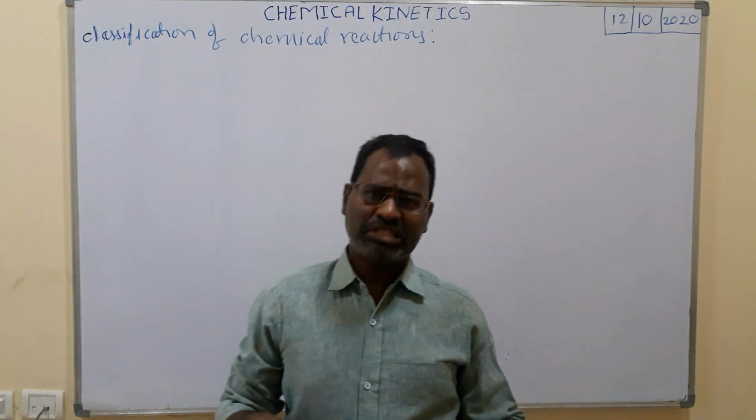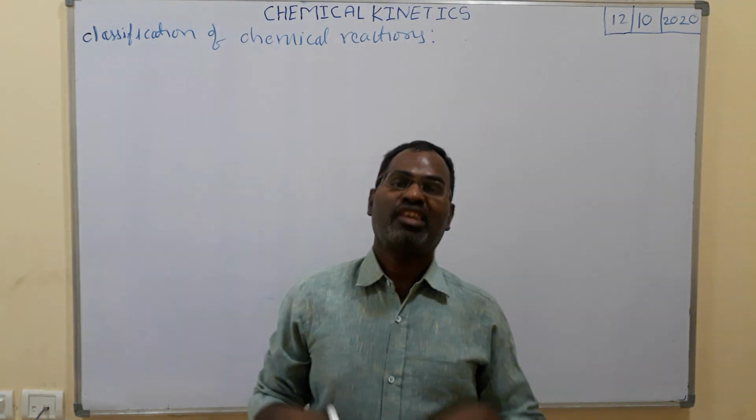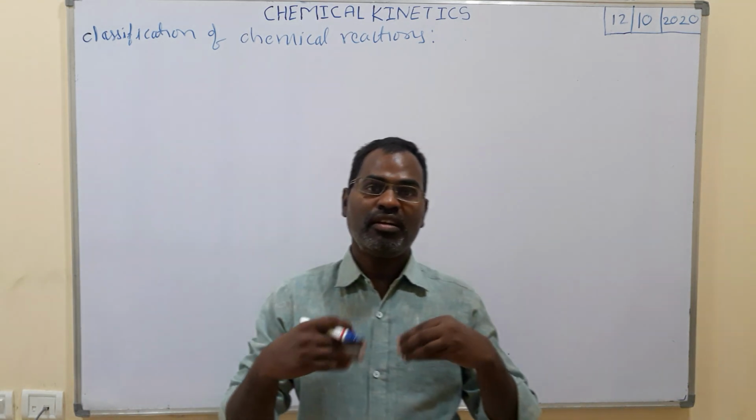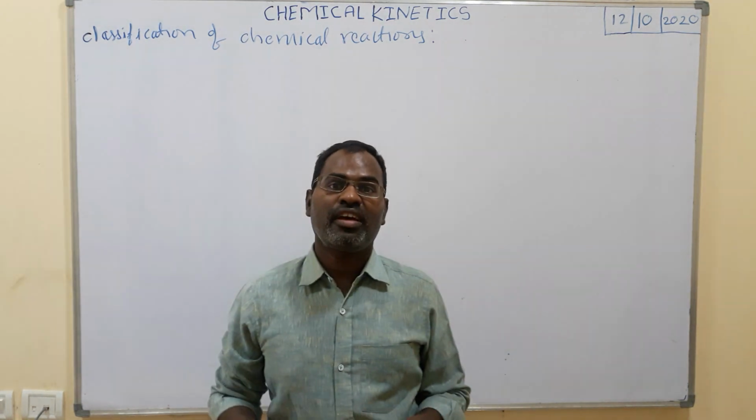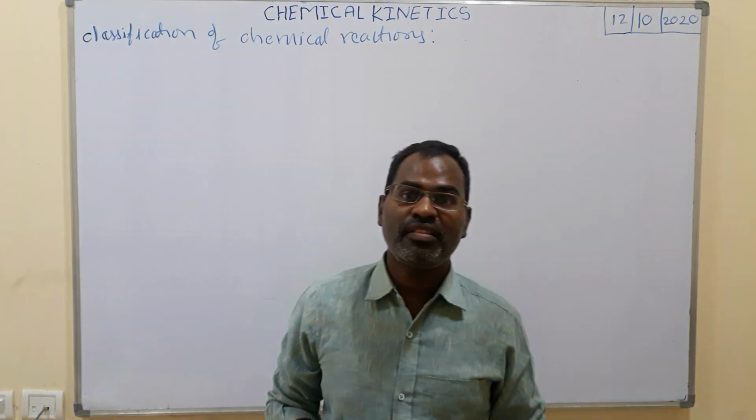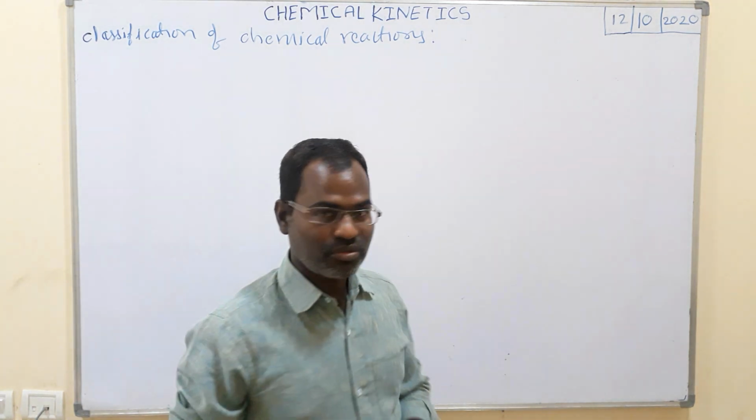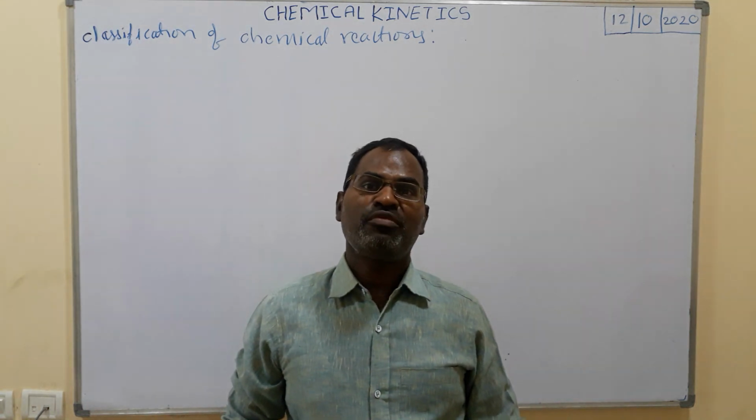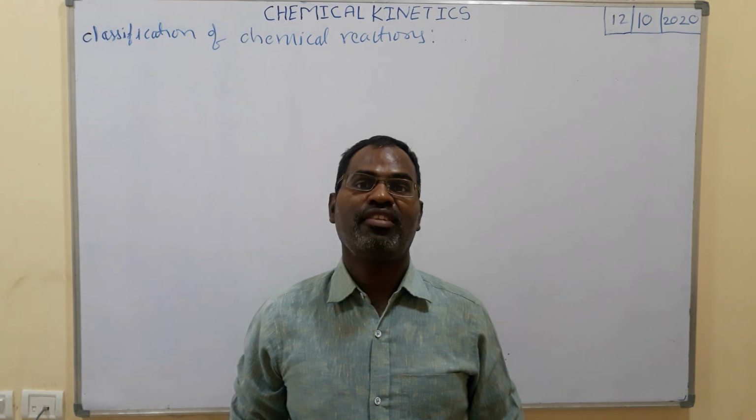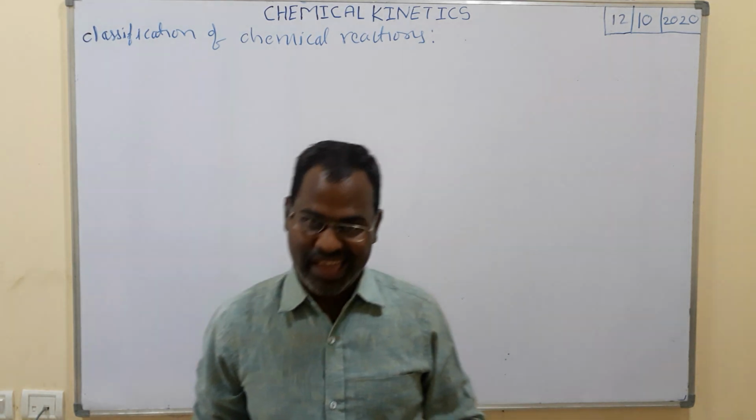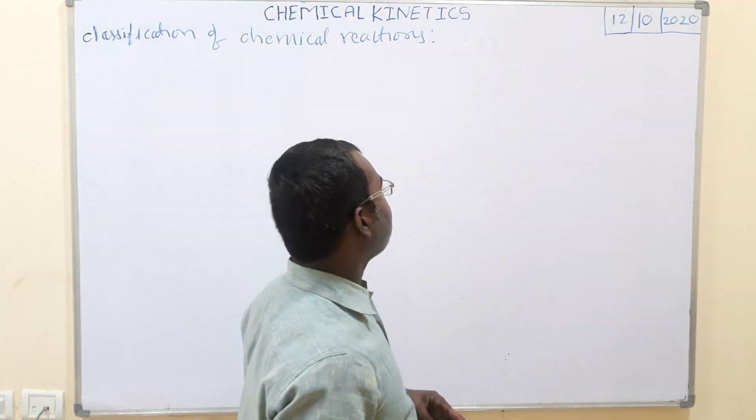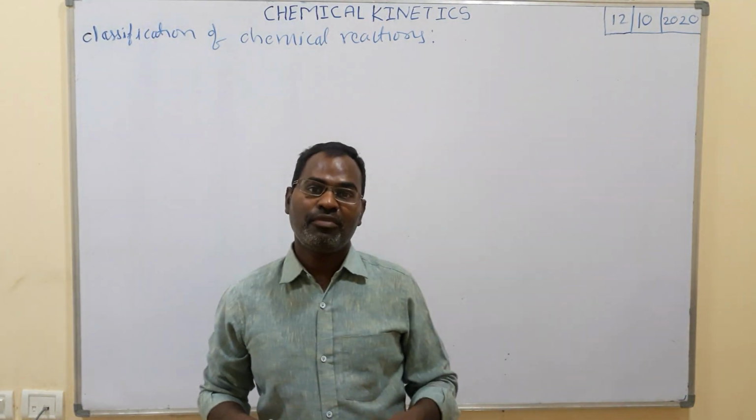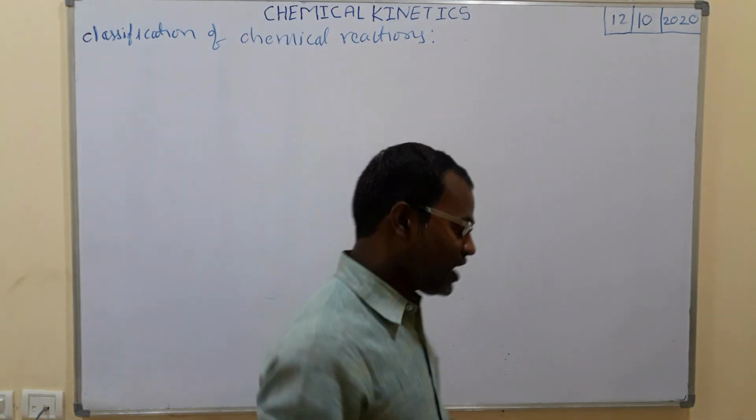We have several important reactions. For our convenience, we classify them into different types on the basis of different factors. In order to classify the chemical reactions, we should take three important factors. The first one is nature of reaction, the second one is rate of reaction, and the third one is mechanism of the reaction.